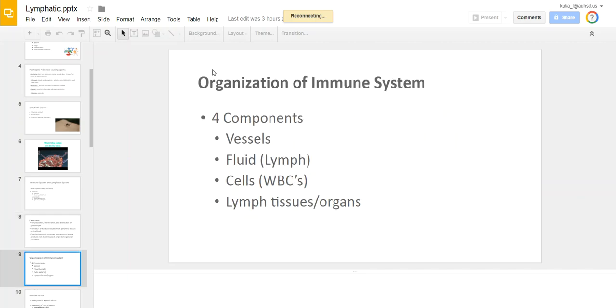All right, organization of the immune system. There's 4 basic components. You have your vessels. That's going to be your actual lymphatic vessels. You have fluid, which is lymph, and that's what goes through those vessels. We have cells, white blood cells, and lymph tissue and organs. So we're going to go more into organs. I am simplifying this. You could become a doctor of immunology, where literally all you study is the immune system. It is that complex.